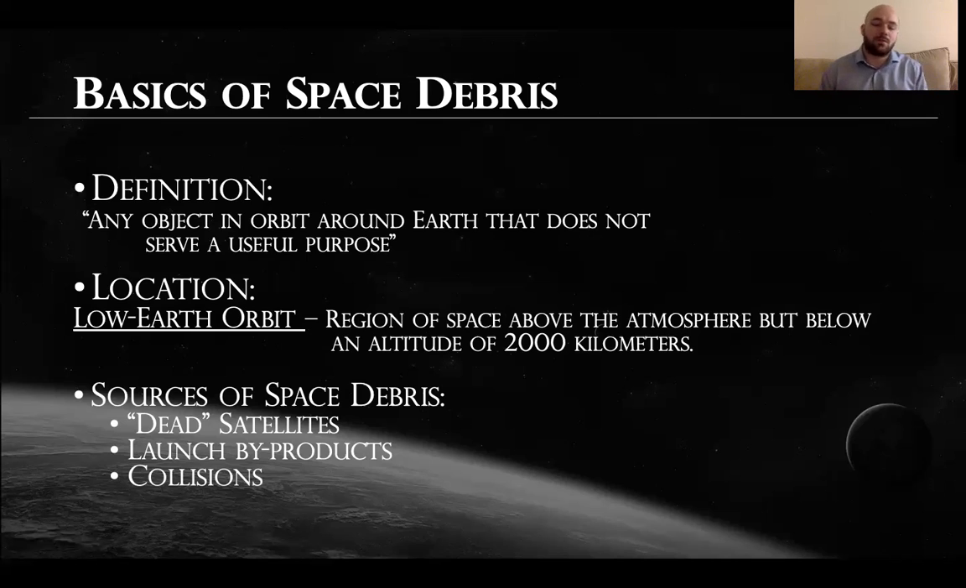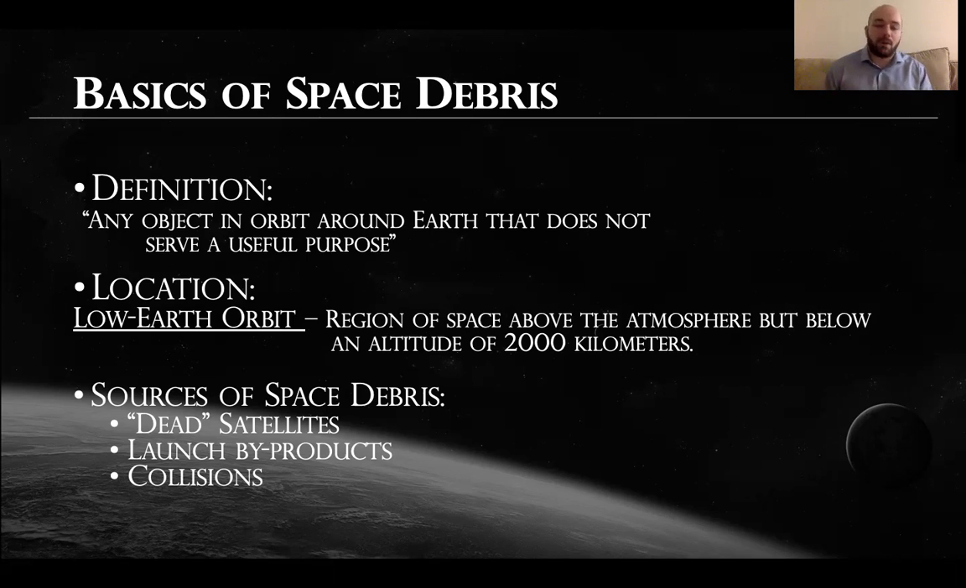So there's a few sources of space debris. One that we would call dead satellites. These are basically satellites that have reached the end of their service life. So either their batteries are dead or a system on board is no longer functioning. Either way, they're no longer operational and they're only orbiting around Earth as a hunk of metal.